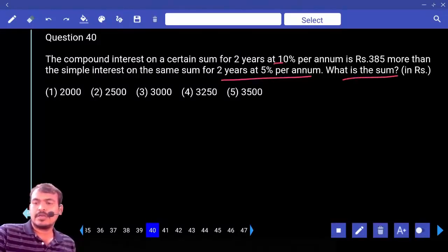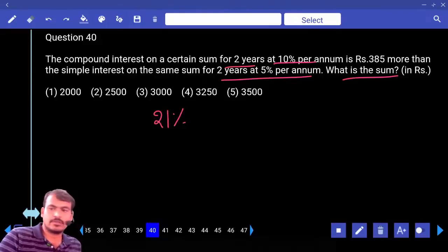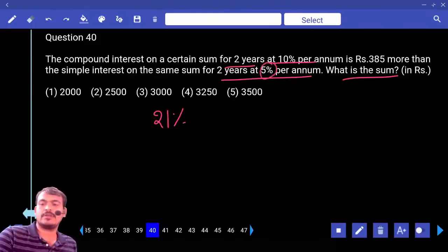In the compound interest case, what rate percent is given? 10%. How many years are given? 2 years. 10% for 2 years compound interest gives 21%. But in simple interest, 5% for how many years? 2 years. 5% for 2 years means 10%, or not?